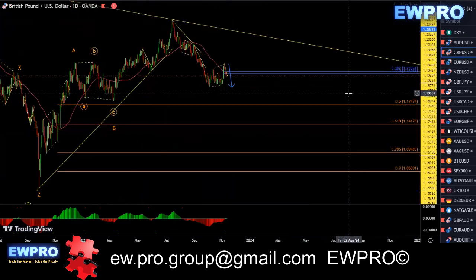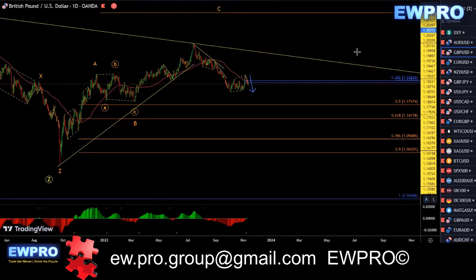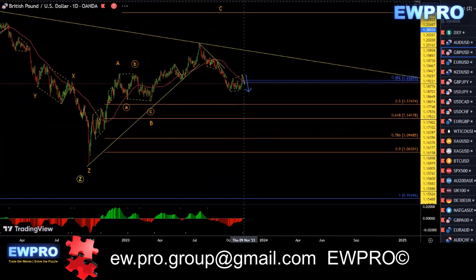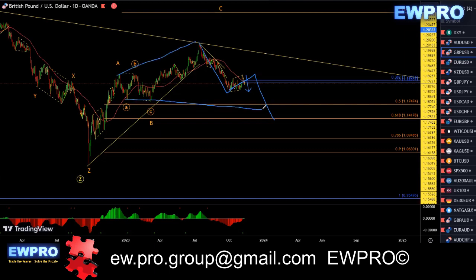GU on the daily. This is still looking very bearish in here, so I wouldn't be surprised if we get 1, 2, 3 down. There is a scenario where we can get this is an A, a B, and get a C up. But at this stage, it's still looking rather bearish on the daily.